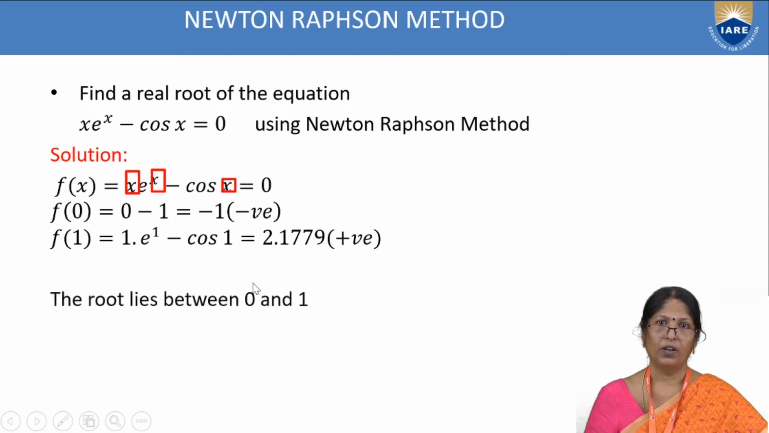Now, to get more precision, we are finding the average, since the root lies between 0 and 1 based on the numerical method concept. Now the average is 0 plus 1 by 2, we got 0.5. So x naught is nothing but 0.5, because now this is the approximate root.